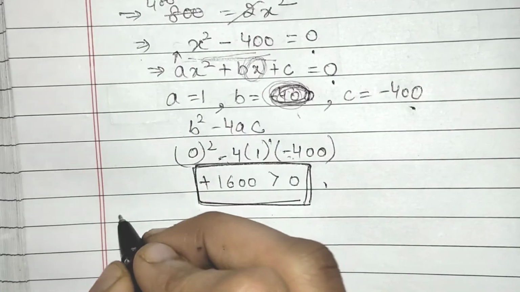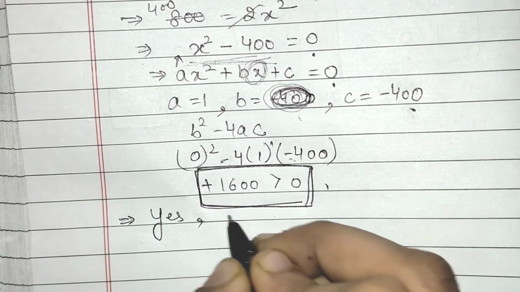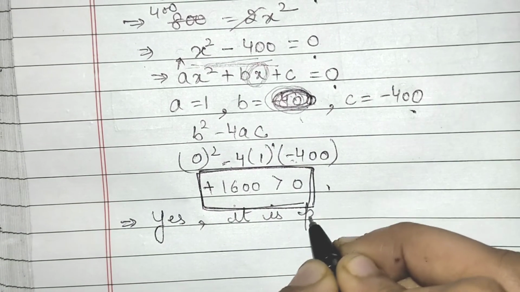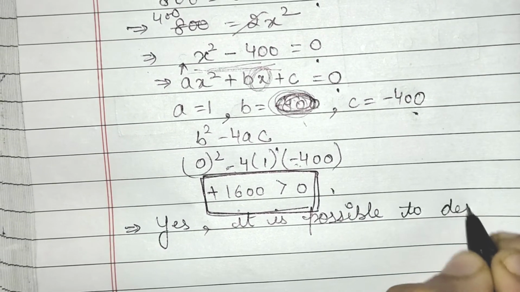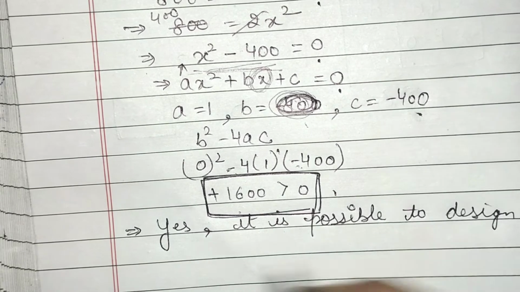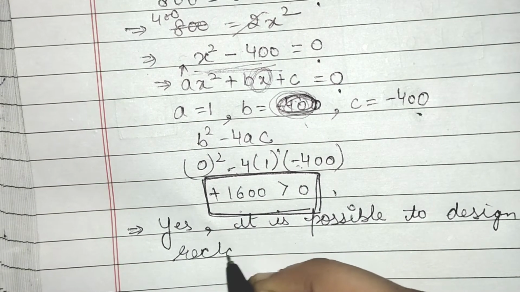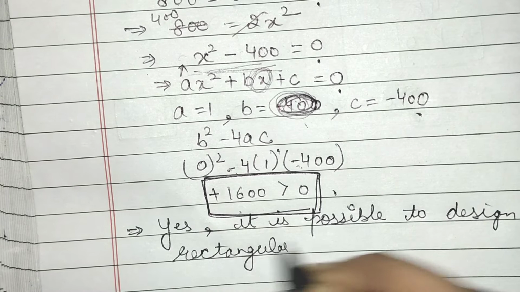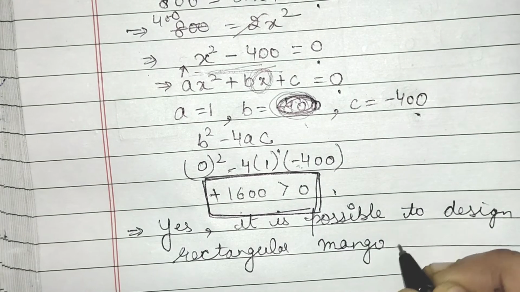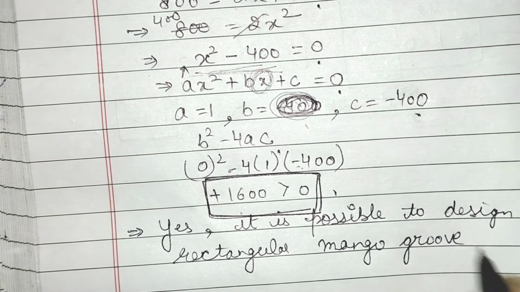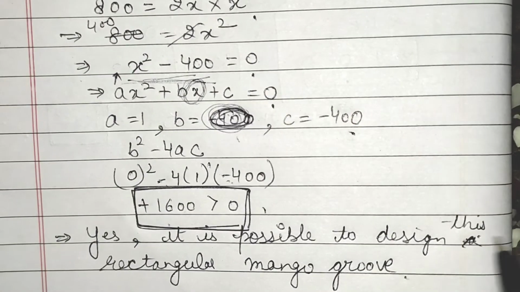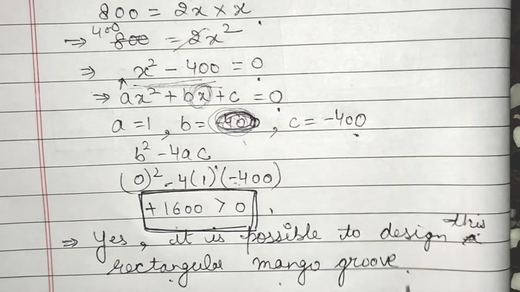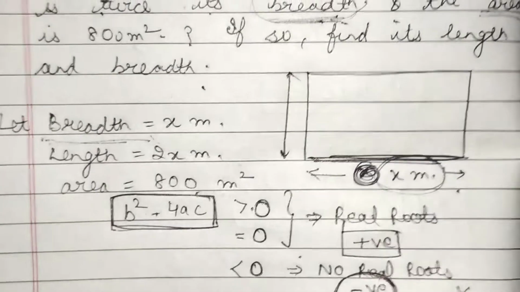Okay, so what does the next question say? You have to write down your answer that yes, it is possible. When you are doing this in your exam, you have to write down this statement: Yes, it is possible to design a rectangular mango grove. Designing this rectangular mango grove means this kind of rectangular mango grove, which is given in the statement, is possible to design, right?